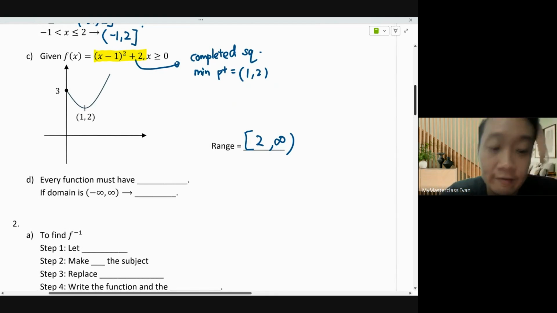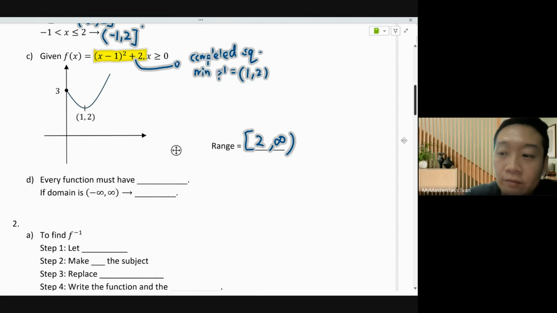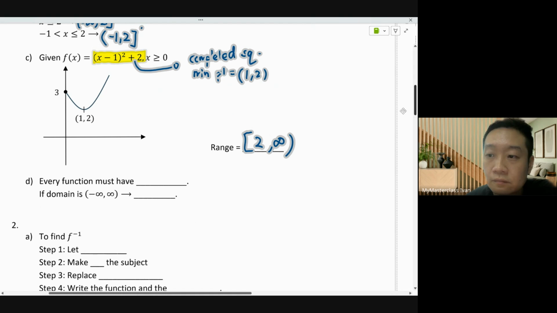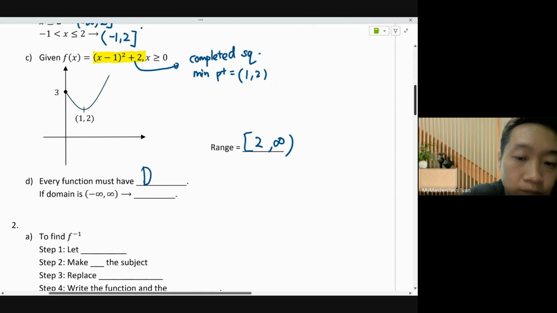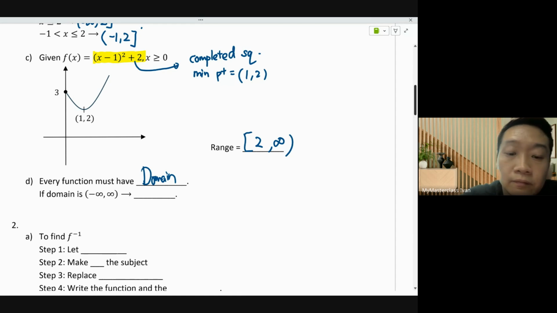Jonathan, every function must have. Very good. Domain. If the domain is from negative infinity to infinity, what do we write, Jonathan? X is a real number.